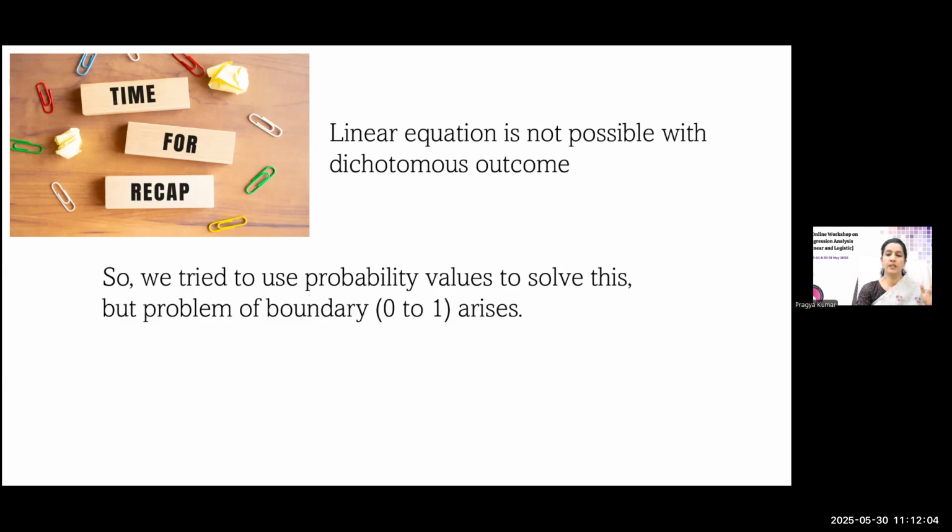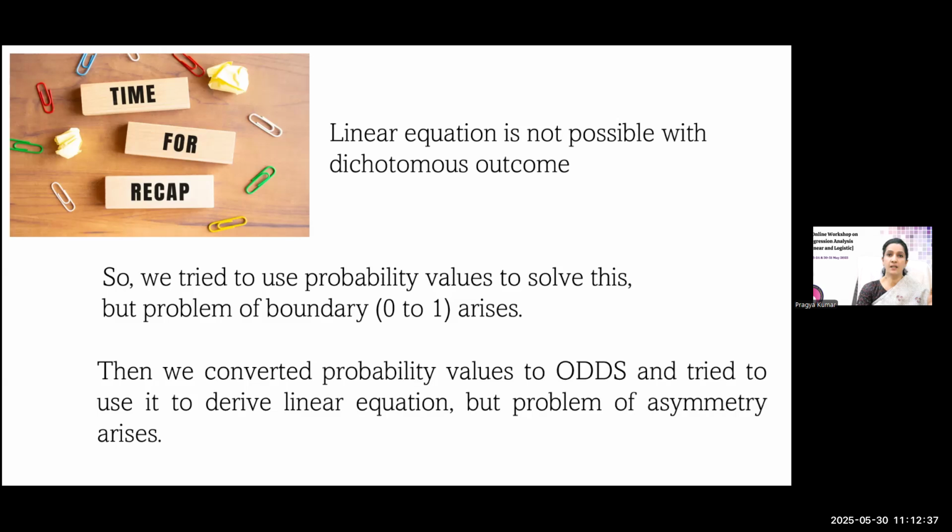But again, the probability has a limitation: the floor and the ceiling effect. What is the ceiling effect? The probability value cannot go beyond 1, and it cannot go less than 0, that is, negative. But to satisfy the assumption of linearity, we should have a wide range of values, from minus infinity to plus infinity. And that's why we convert this probability into odds. If we convert the probability into odds, then the problem of ceiling gets solved.